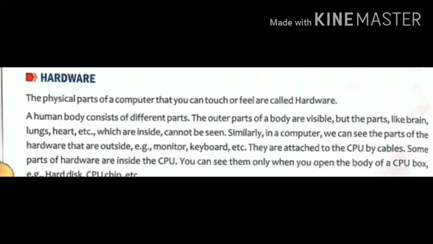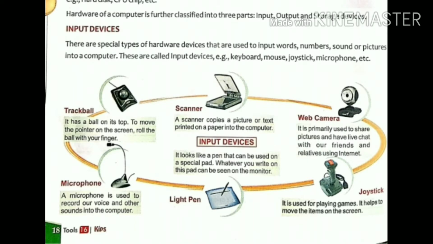Example, mouse, monitor, CPU. Now let us understand what are the different parts of a hardware. The three important parts of hardware are input devices, output devices, and storage devices. Now, what is an input device? There are special types of hardware devices that are used to input words, numbers, sound, or pictures into a computer. These are called input devices. Example, keyboard, mouse, joystick, microphone, etc.